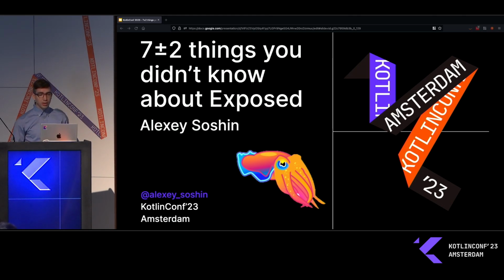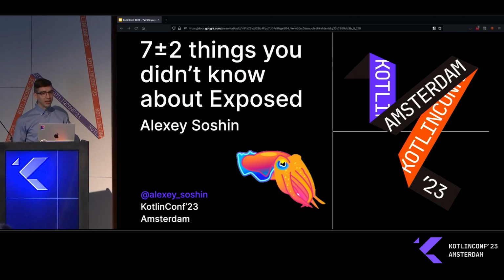The title of my talk, 7 plus minus 2, refers to the number of things we can hold in our short-term memory. There are a couple of reasons I picked that title for my talk. First, I didn't want to commit to a specific number of topics, so this title gives me some space to maneuver. And second reason is that I know, as a rule, that if I try to present you more than 9, you'll probably forget some of them.